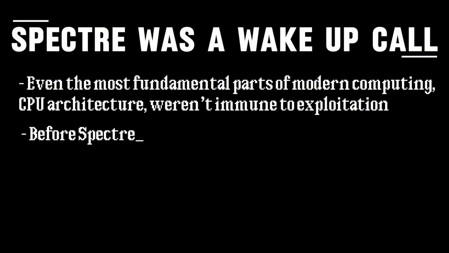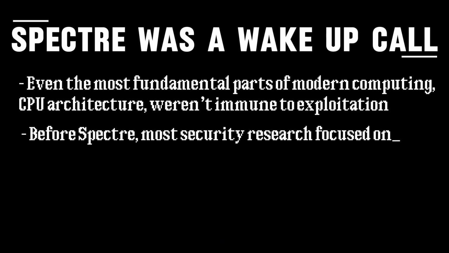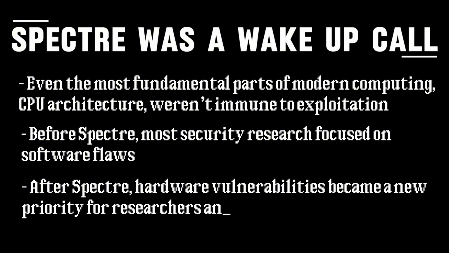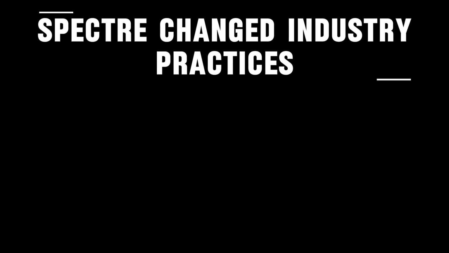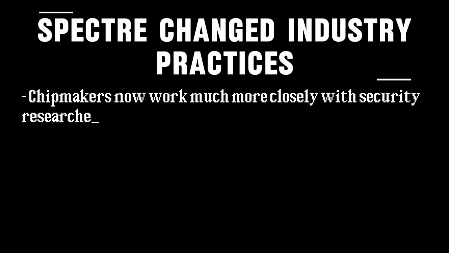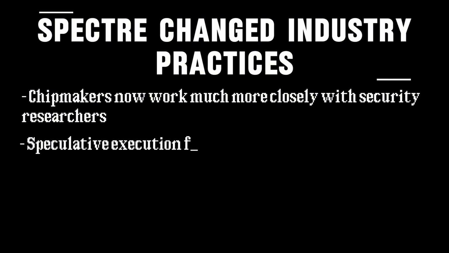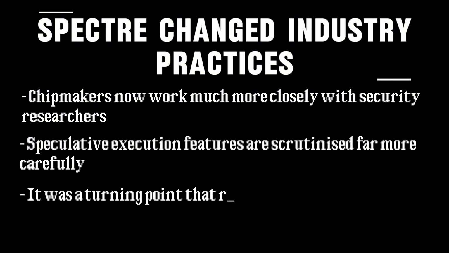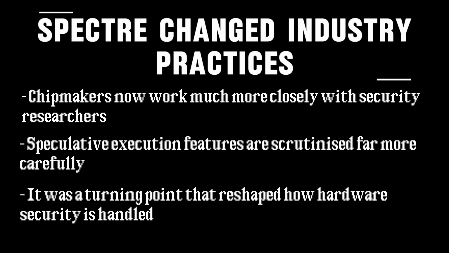Before Spectre, most security research focused on software flaws. After Spectre, hardware vulnerabilities became a new priority for researchers and vendors alike. Spectre also changed industry practices. Chip makers now work much more closely with security researchers, and speculative execution features are scrutinized far more carefully. It was a turning point that reshaped how hardware security is handled.